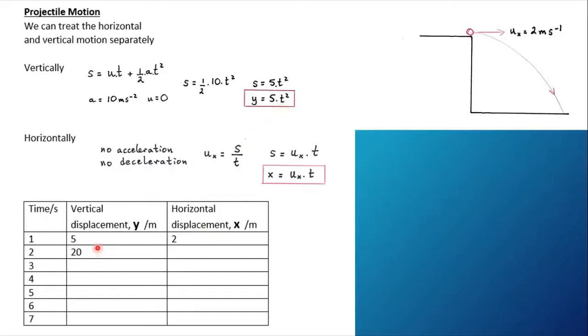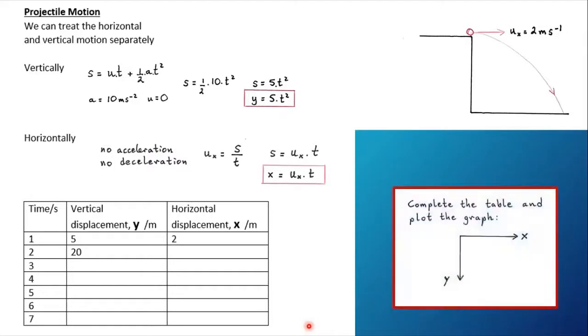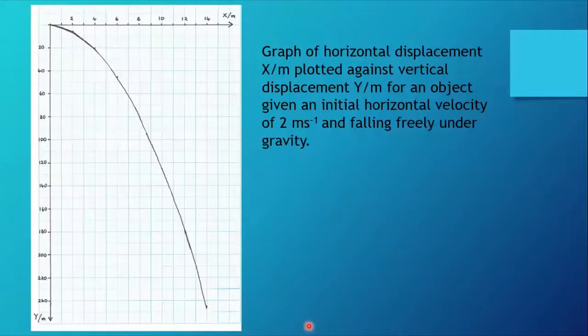Now, you might like to try to complete this table, perhaps print it out and try it for yourself, and plot a graph like this showing the x and y displacements. Okay, well, I've done it for you. This is the graph of the horizontal displacement x plotted against the vertical displacement y for this object given an initial horizontal velocity of 2 meters per second and falling freely under gravity. And yes, it does seem to be a parabolic trajectory.